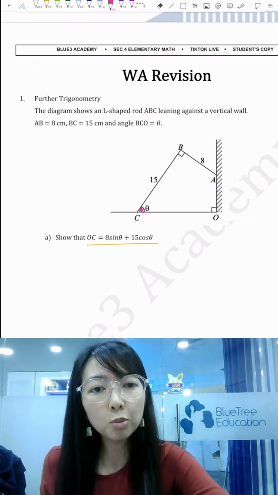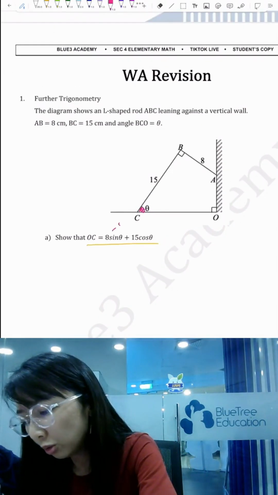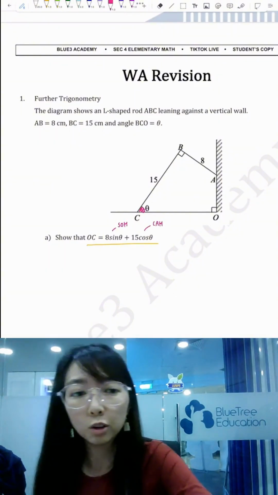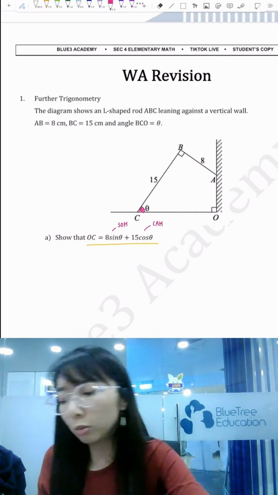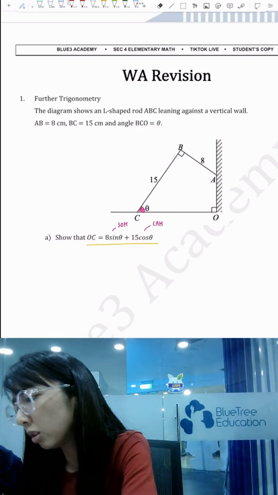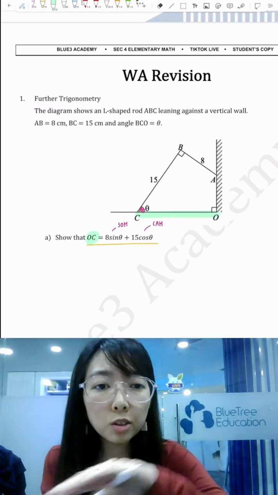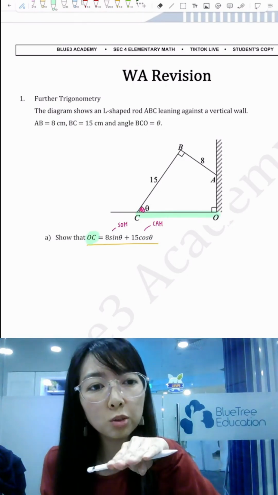All right, so possibly for sine, I need to use, okay, this one I need to use cos in order for me to find. All right, I'm looking at OC, so I'm looking at this portion here. OC is the bottom part. So how am I going to find that?